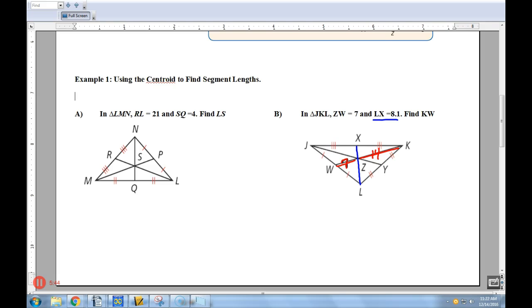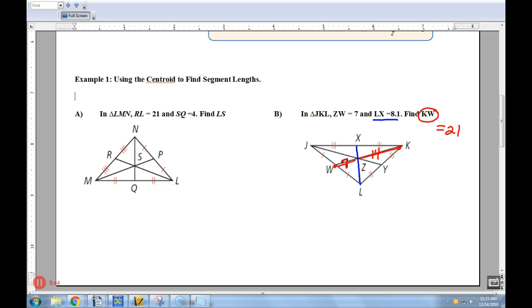All right, so they actually wanted me to know how far it was from K to W. So from K all the way to W, that's 14 plus 7. That's going to equal 21. If I look at the other piece, they really didn't tell me a whole lot.